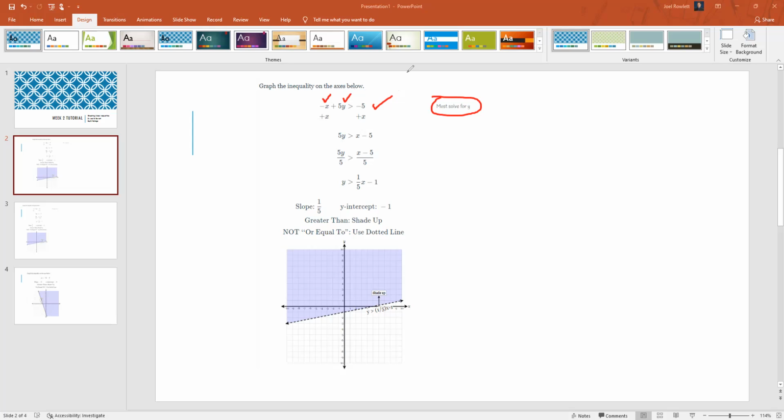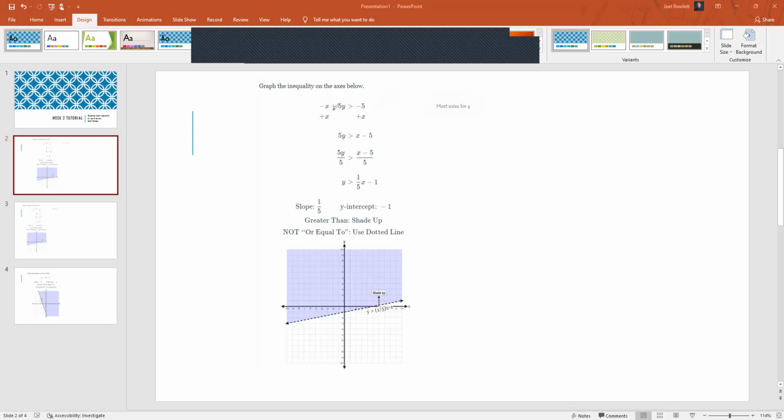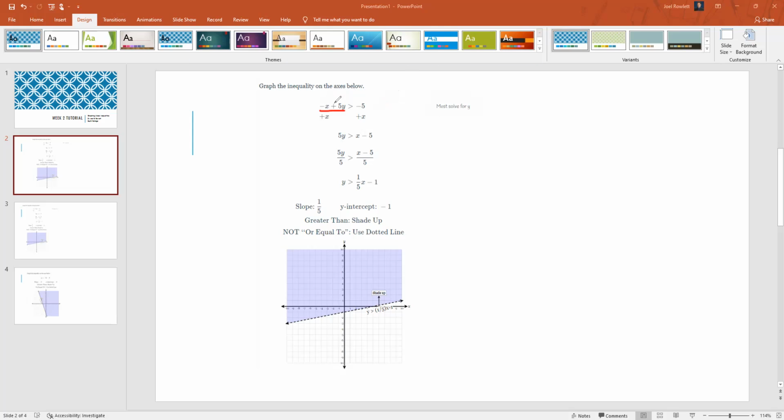The first thing we did here is we added x to both sides. And again, we want to get y by itself. Currently we have two terms, right? We have negative x, which is one term, and 5y, which is another term. If we add x to both sides, that will eliminate the first term. And then I can just bring down 5y. 5y is greater than x minus 5. Where did x minus 5 come from? Well, if you go back up here, remember we added x to both sides.